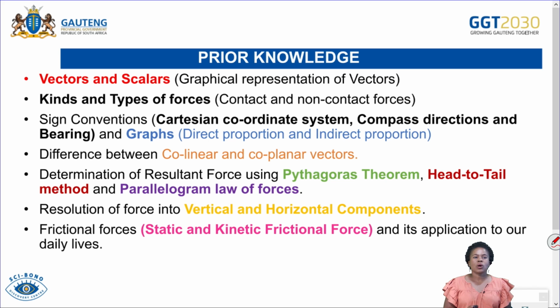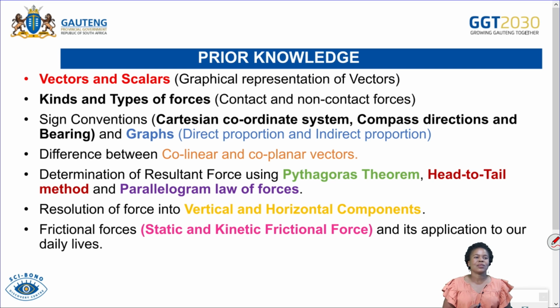Okay, so our prior knowledge is still all the content for term 1. In summary, it is the vectors and scalars, by knowing the graphical representation of vectors, because vectors need to give us magnitude as well as direction. We have to know the types of forces that there are, your contact as well as your non-contact forces. By now we should know sign conventions, which is using your Cartesian coordinate system, your compass directions, your bearing, whichever way that is presented to you, and be able to utilize it to your best.